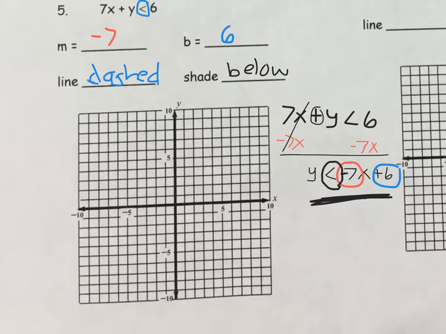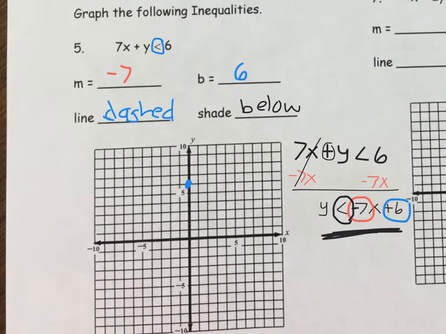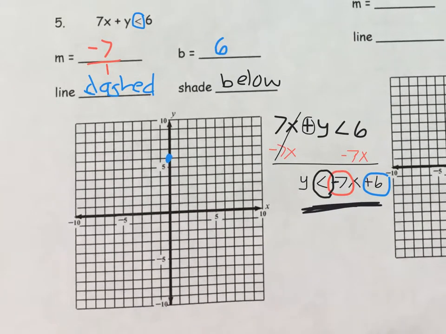So we start at our y-intercept, which is positive 6, okay? So that's positive 6 right up here. And then our slope is negative 7, okay? So let's make that a fraction. So that negative 7 we can turn into negative 7 over 1. All right, so we're going to go down 7. So 1, 2, 3, 4, 5, 6, 7, and then over 1.